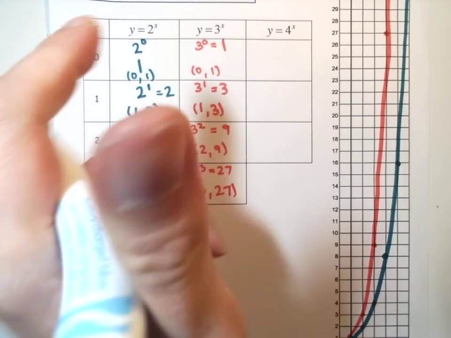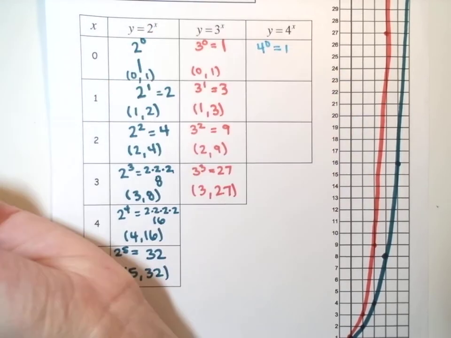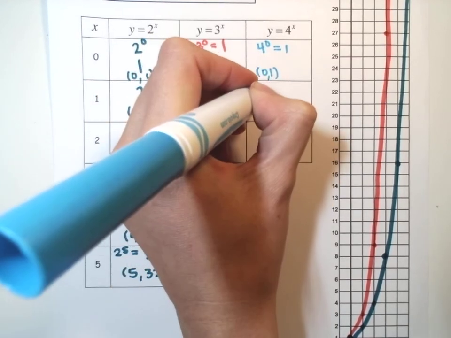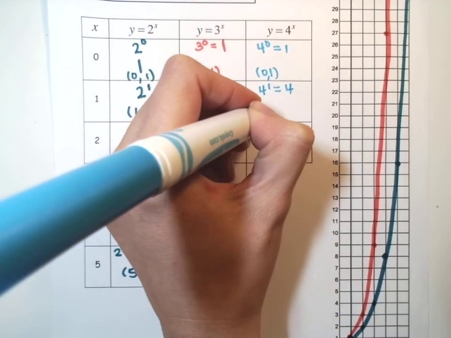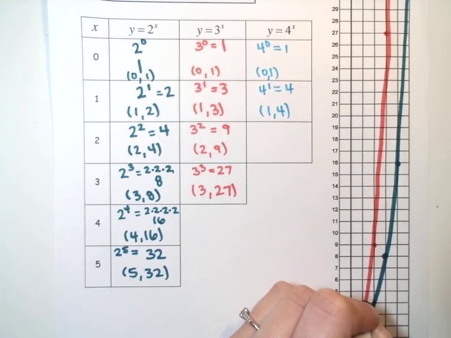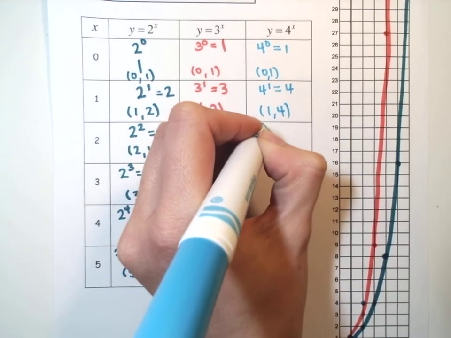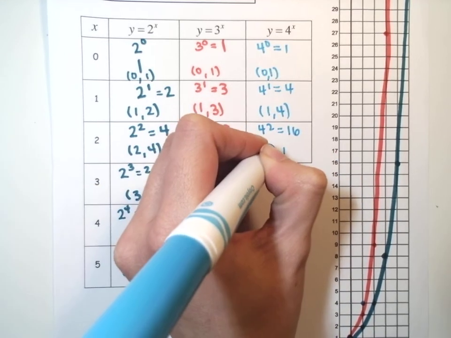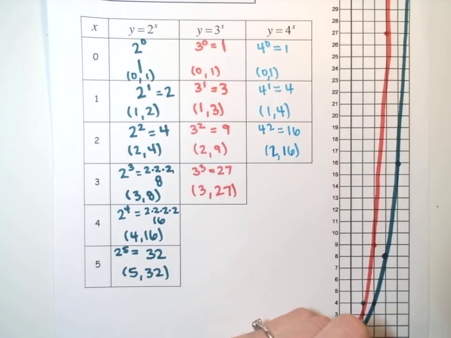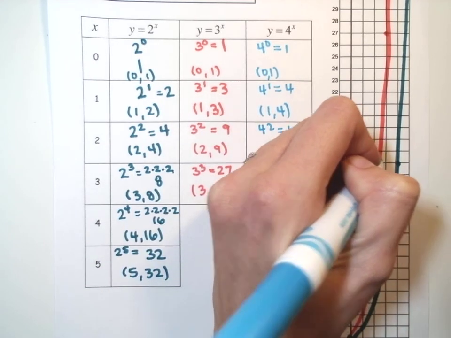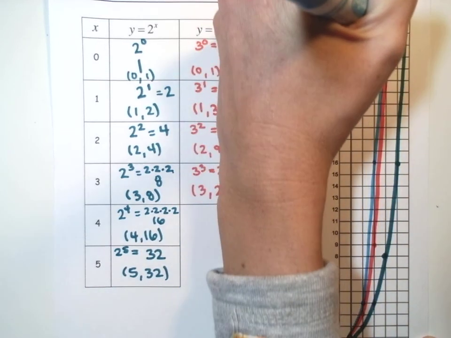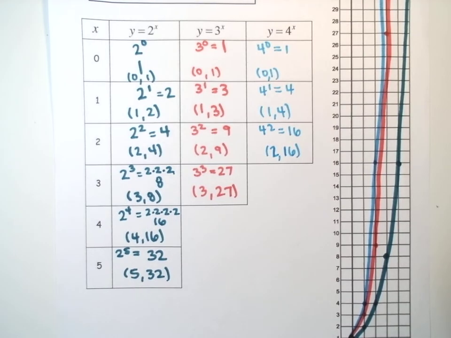4 to the 0 power is still 1. So our first point, we're going to start in the same spot, 0, 1. Then we're going to plug in 1. 4 to the first power is just 4, so we're going to go to 1, 4, and then 4 to the second power is 16. So this is 2, 16. And so this graph's even steeper than the other one because it's quadrupling.